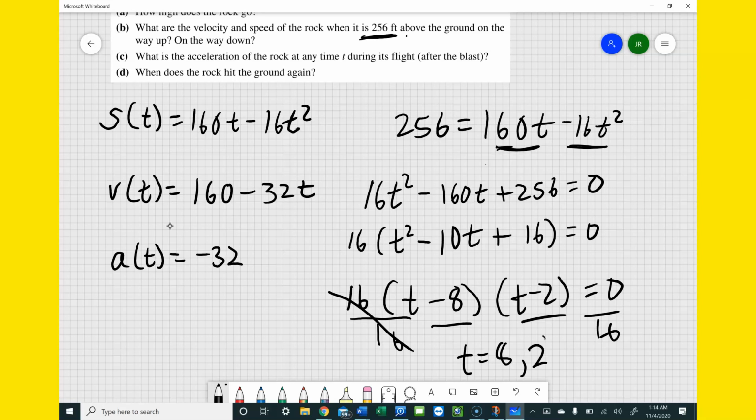So on the way up, that would be after 2 seconds, and on the way down, that would be after 8 seconds. All right, that doesn't answer part B yet, but that will get me further to the answer. What does it want to know? It wants to know the velocity and the speed when this occurs. Well, now that I've got the time and I've got the velocity function right here, I can just do the velocity at those times, v of 2 and v of 8.